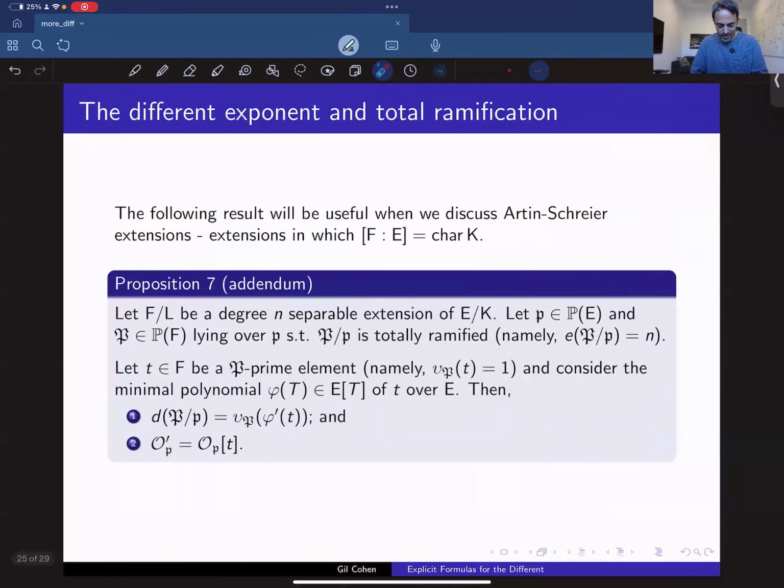There is another one here which will be useful when we are going to very shortly talk about Artin-Schreier extensions. Maybe I'll just let you view it, and I'm probably not going to prove it. Maybe I'm going to state it in the physical lecture. Okay, hopefully this was helpful.